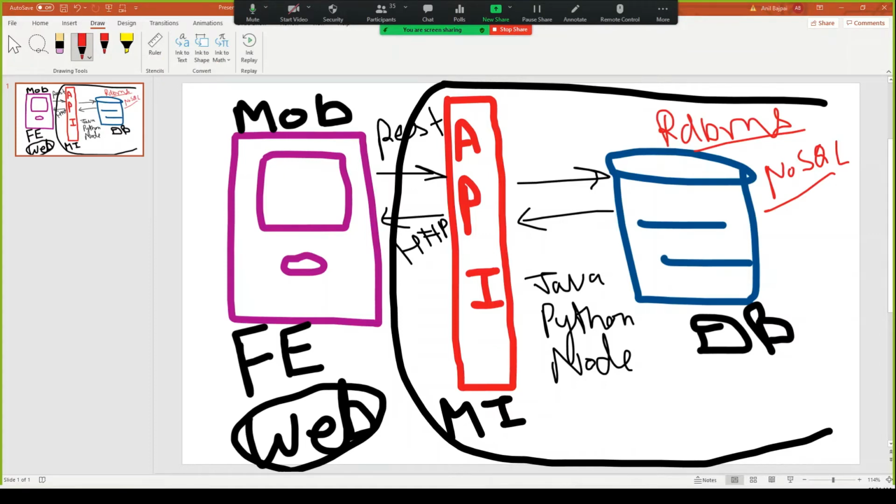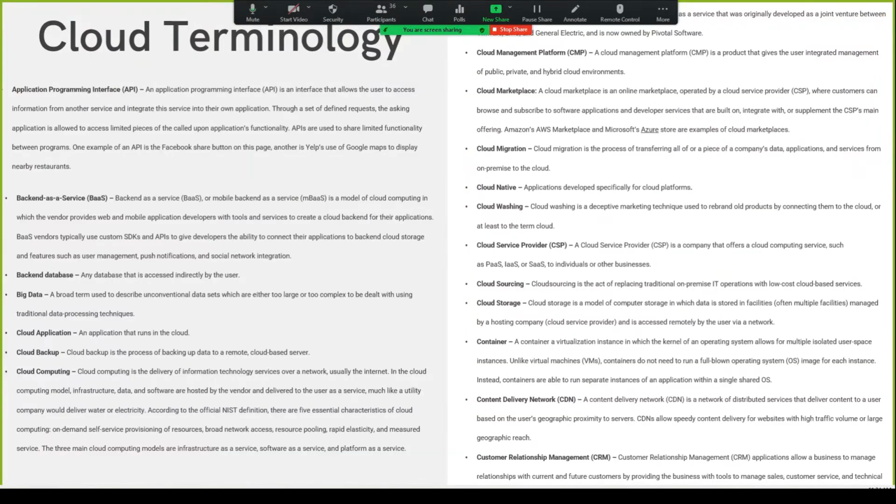and DynamoDB, so these are NoSQL databases.